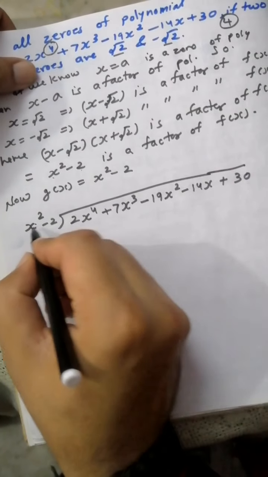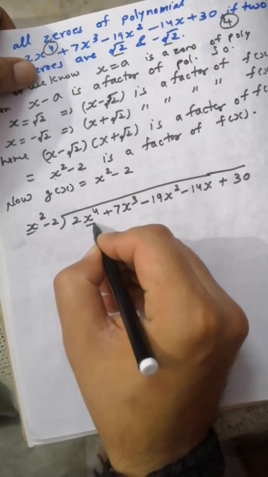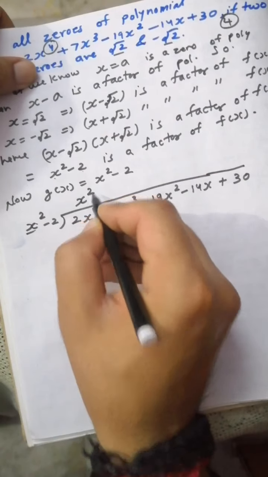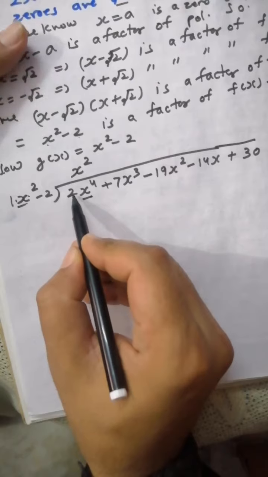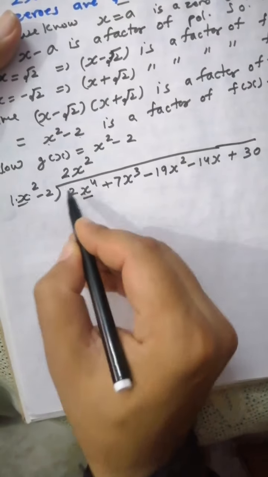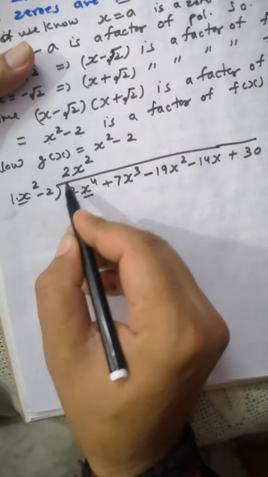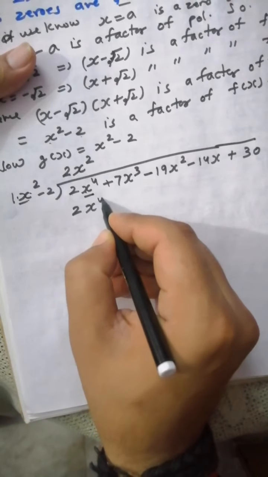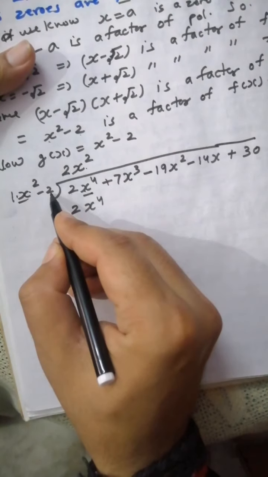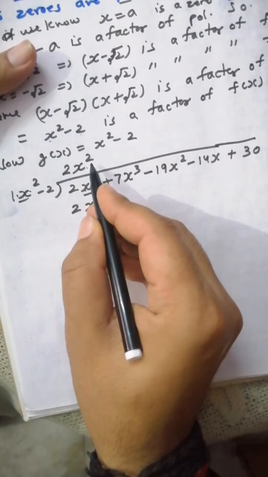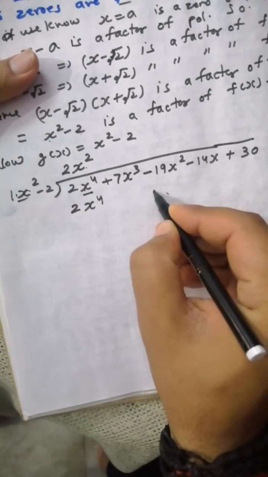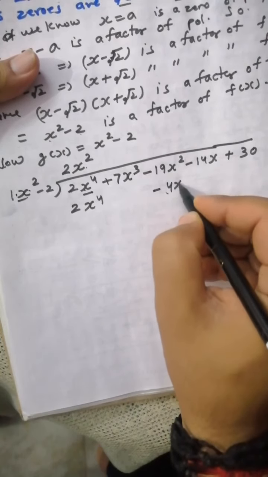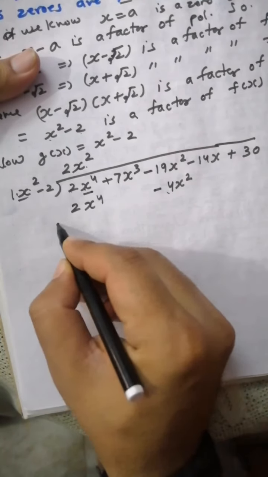Firstly you can see there it is x to the power 2, and it is x to the power 4. So multiply by x to the power 2. And here the coefficient of x square is 1, here it is 2, so multiply by 2. So 2x square multiplied by this will be 2x to the power 4. Now 2x square multiplied by 2 will be minus 4x square. So we have to write that below the x square. It will be minus 4x square. Please keep that in mind.